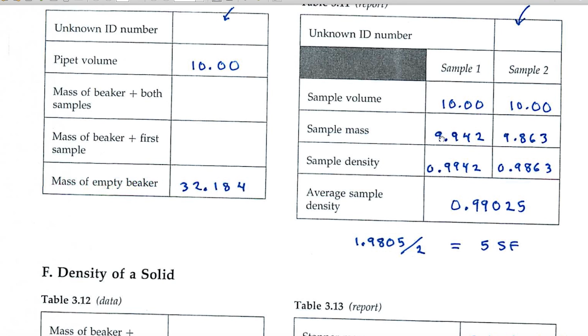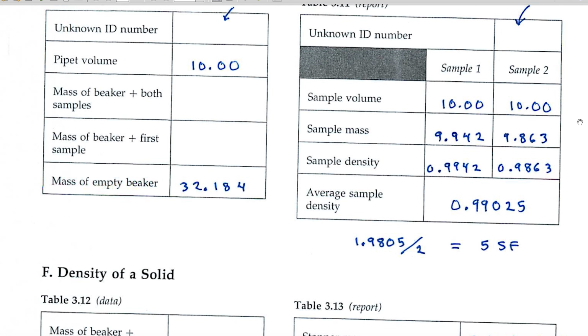And we've got 4 significant figures, 4 significant figures. So my answer for the sample density has 4 significant figures. But now a tricky little thing happens. When I get the average sample density, I add the sample 1 value and the sample 2 value to get 1.9805. That's 5 significant figures. So my answer is going to have 5 significant figures.